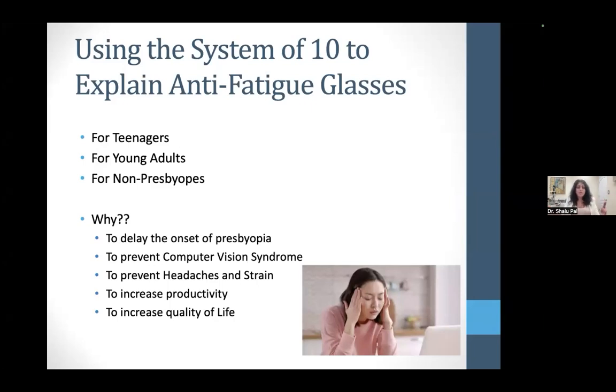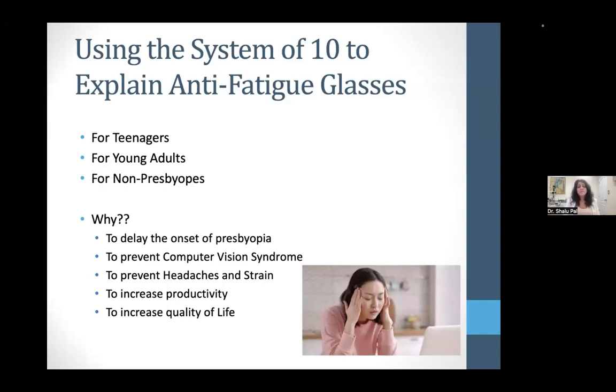So what are you explaining to our parents? You're saying that extra boost is giving them some flexibility so that they don't get so fatigued by the time they're in their late 20s, early 30s, that they're just exhausted. We're just trying to prevent the strain at the end of the day because they're doing something that this focusing system was just not naturally designed to do, which is be constantly used all day. So I'm using the system of 10 to also talk to parents about their kids.